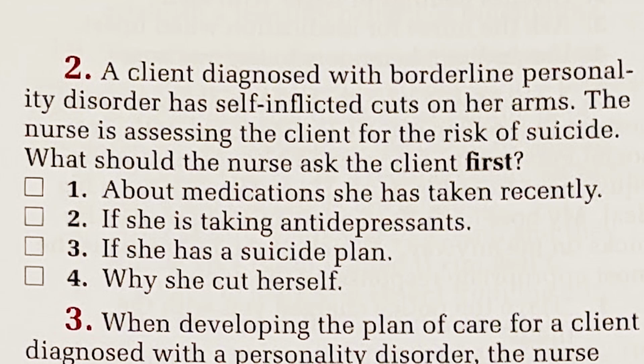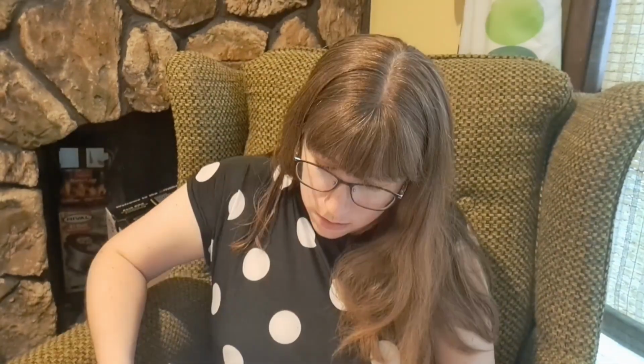I feel like if she has a suicide plan, is really, you haven't built any rapport yet if you just start with that. I'm kind of waffling between 1 and 4. Borderline personality disorder. I'm gonna go with 4. I don't know. I'm not feeling too confident, but let's see what it is. I'm just gonna go with, you're assessing suicide risk. Let's ask if she has a plan. Okay.